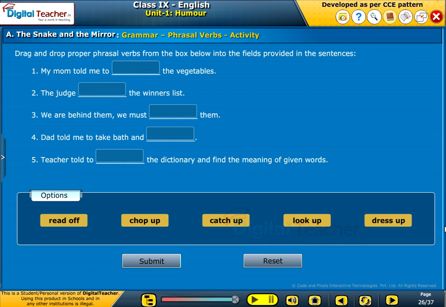Let us do an activity to check your understanding. Drag and drop proper phrasal verbs from the box below into the fields provided in the sentences.